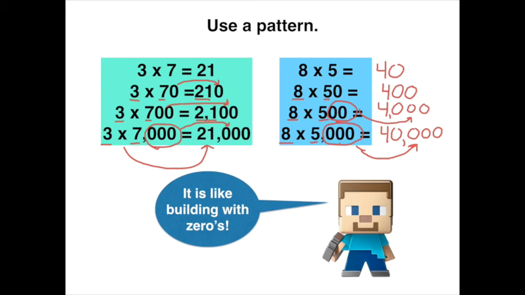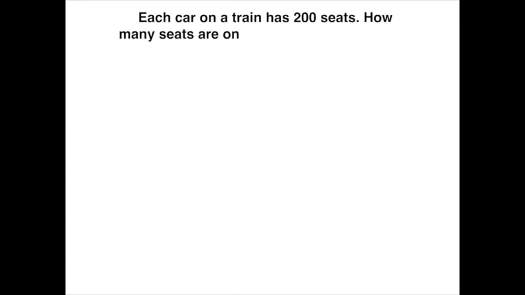All right, here we go. Now, as always, we want to look at a problem, and here it is. Each car on a train has 200 seats. How many seats are on a train with 6 cars? Need a total here. What am I asked to find? How many seats on a train with 6 cars? I have 6 cars. Each car has 200 seats.